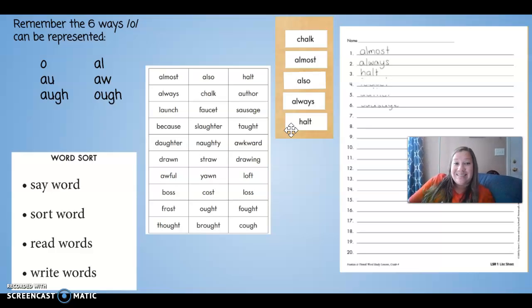Remember, you will have 6 groups total at the end of your sorting, but you only need to write 3 of the words from each group. So your total number of words that should be written on this paper is only 18.